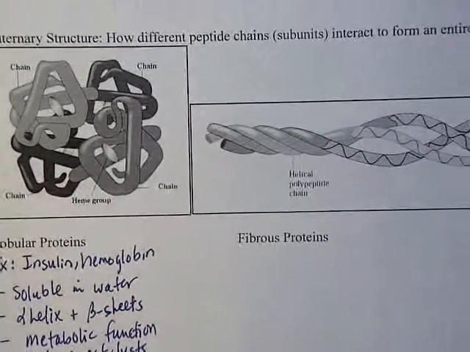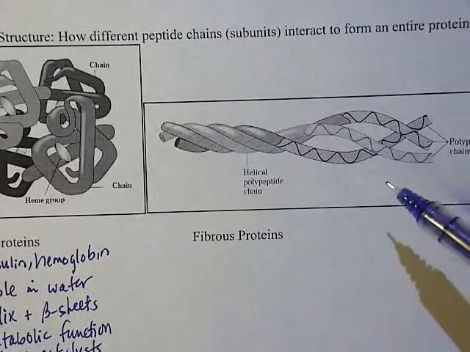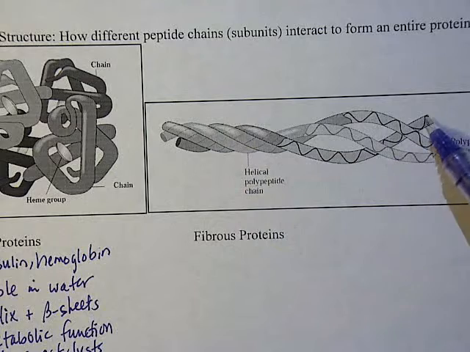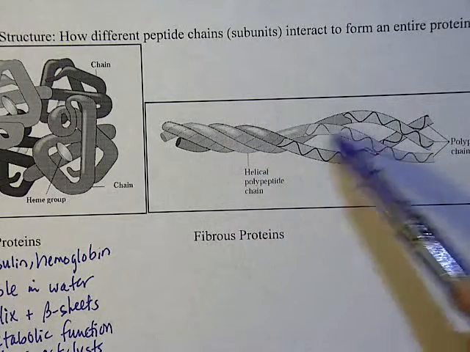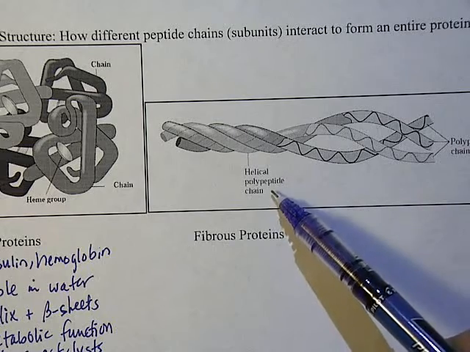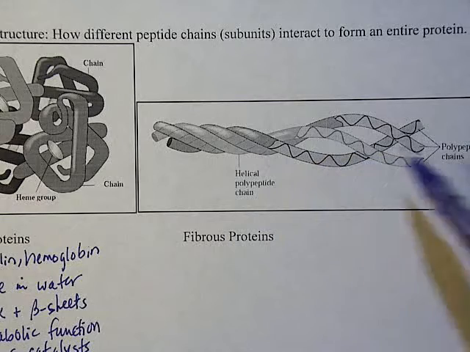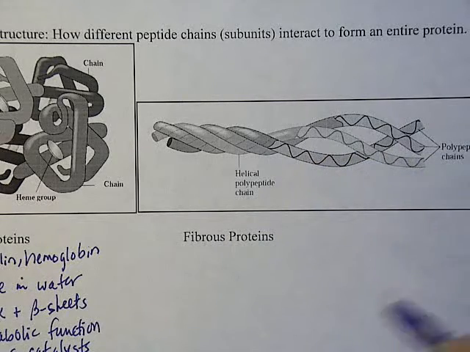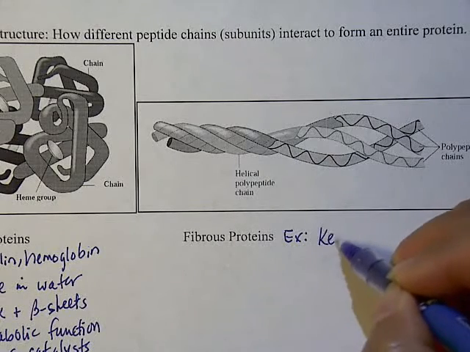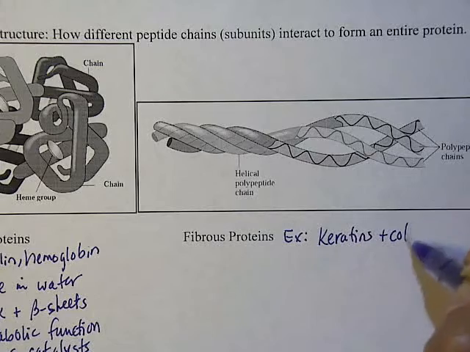And then the other type of proteins are fibrous proteins, as you see in this example. This is the alpha helix, one chain, and then another chain, and another chain, 3 chains twisting together to make a helical polypeptide chain. That would be a quaternary structure, how these 3 chains come together, and they make up fibrous proteins, and these are found in keratins and collagens.